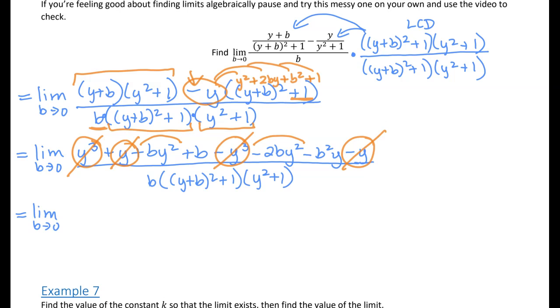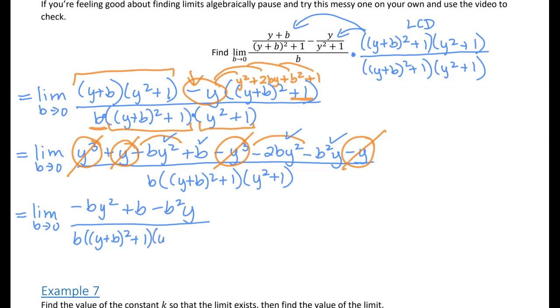Okay, so a negative 1by squared when I combine those two. The plus b right here, so I got these two. And the minus b squared y at the end. And then rewrite your whole messy denominator. I know it's a pain, but I want you to be able to keep track of all these pieces.